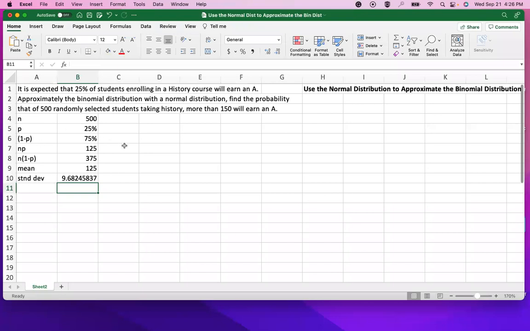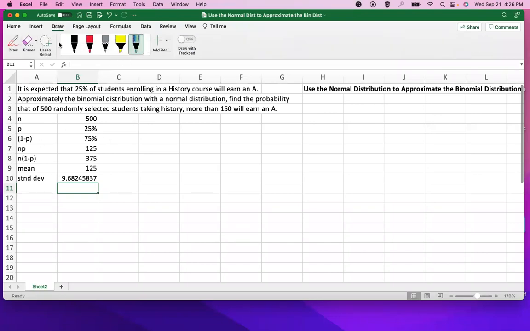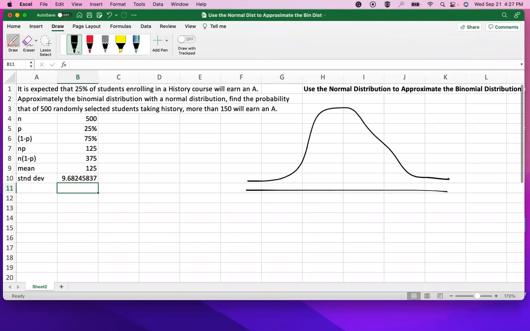Okay, so now that I have all of my pieces, let's look at more than 150 will earn an A. Let's think about the normal distribution. We know that the mean is in the middle, so that's the 125, and we're talking about 150. So 150 is going to be somewhere over here. And with the binomial distribution, we think of it kind of as a rectangle. So this whole thing here is 150.